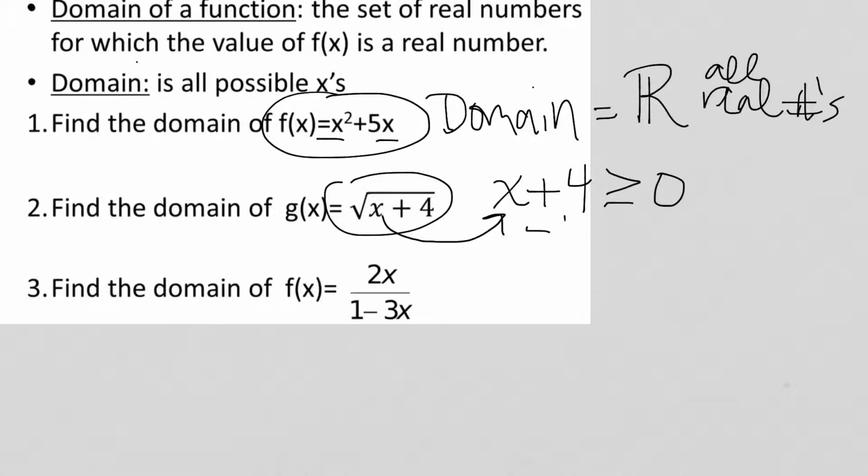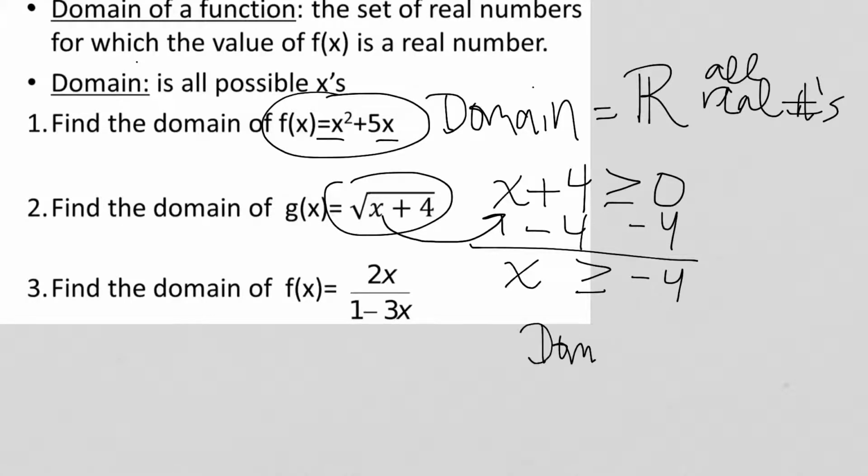So to solve this for x, I'm going to subtract 4 on both sides. Bring down the inequality symbol, greater than or equal to, and 0 minus 4 is negative 4. So my domain here is all x's that are greater than or equal to negative 4 will satisfy number 2.